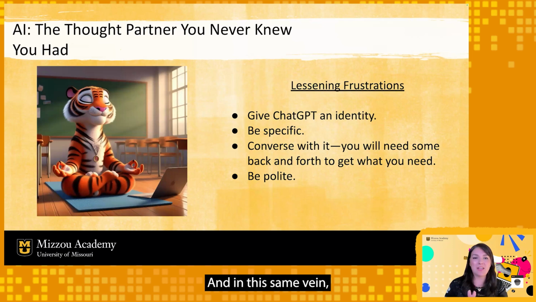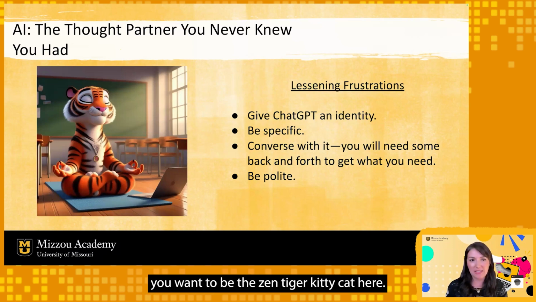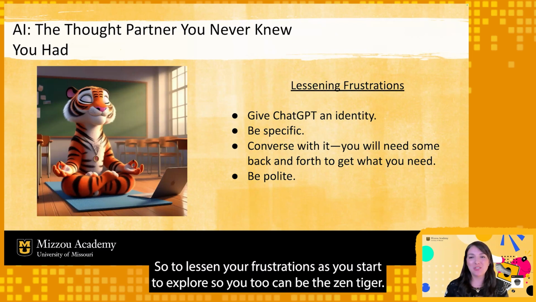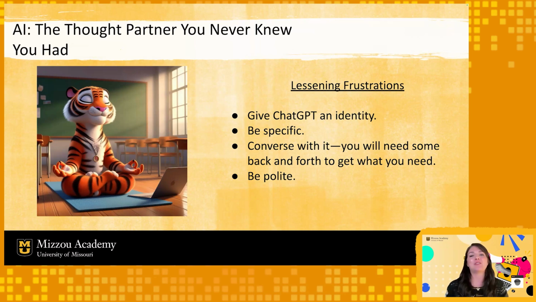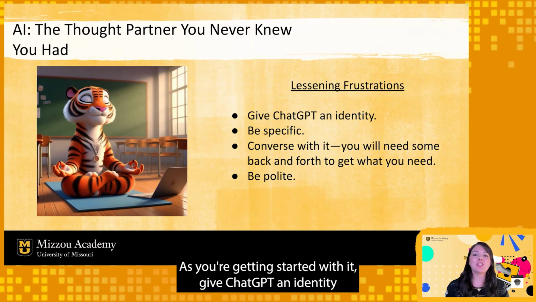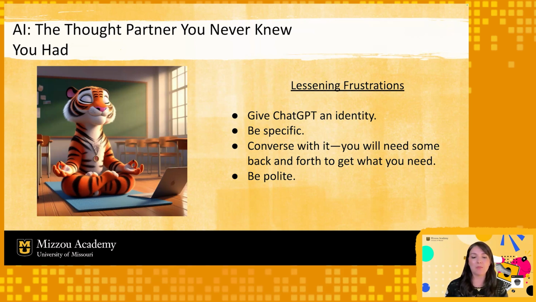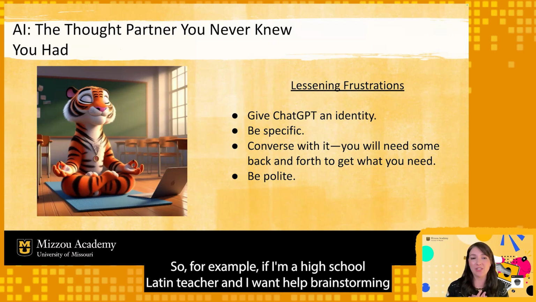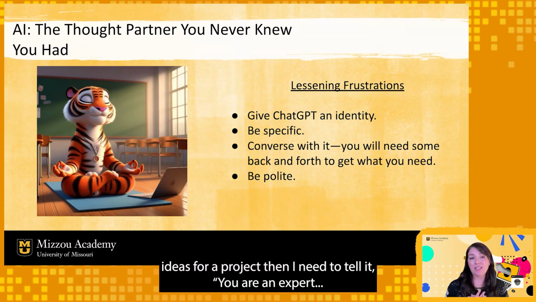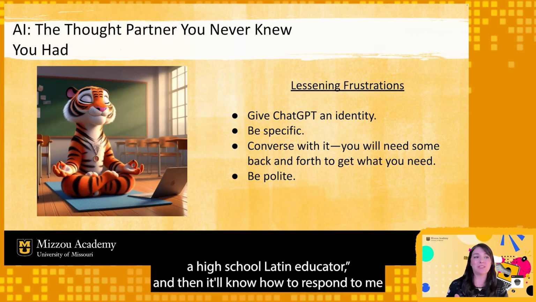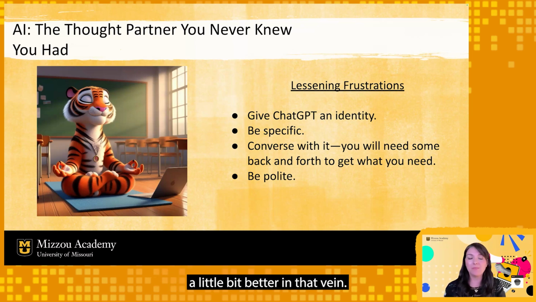And in this same vein, you want to be the Zen tiger kitty cat here, to lessen your frustrations as you start to explore. As you're getting started, give ChatGPT an identity before you start conversing with it a lot. For example, if I'm a high school Latin teacher and I want help brainstorming ideas for a project, then I need to tell it, you are an expert high school Latin educator. And then it'll know how to respond to me a little bit better in that vein.